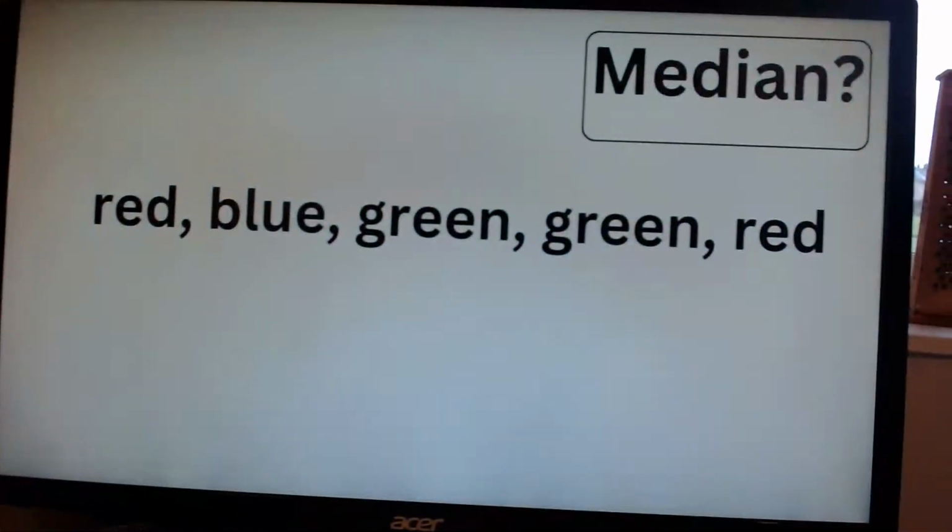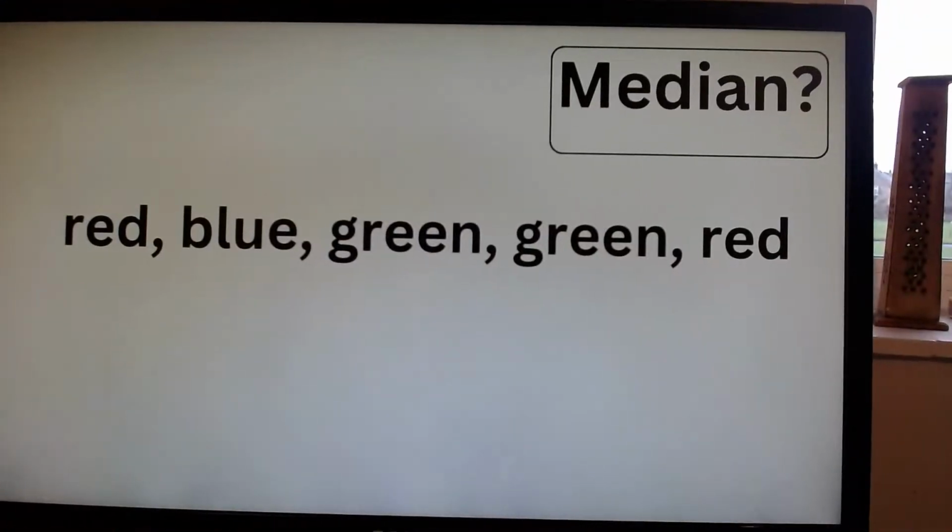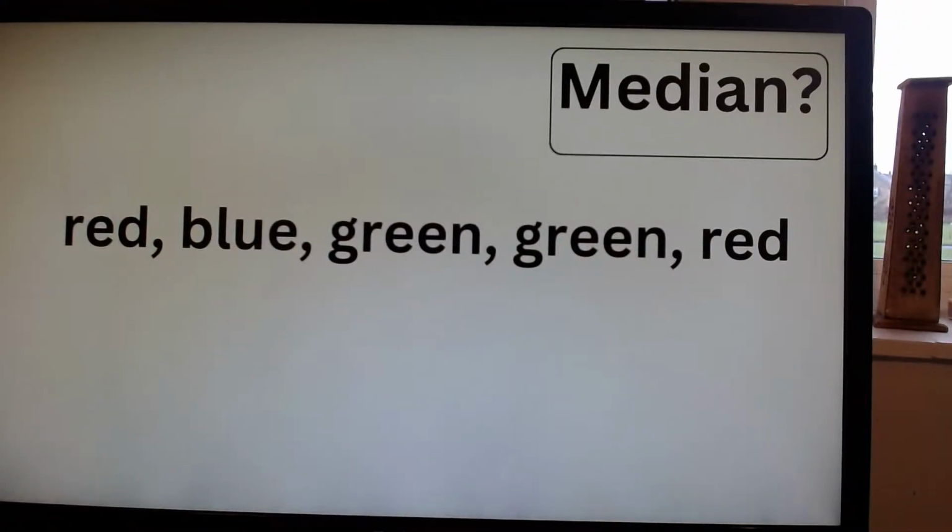Oh, I did have one more of those. I thought that was the last one of those, but there's one more. What about the median of these? So these, I showed you these with the mode as well. What would be the median here? Red, blue, green, green, red.